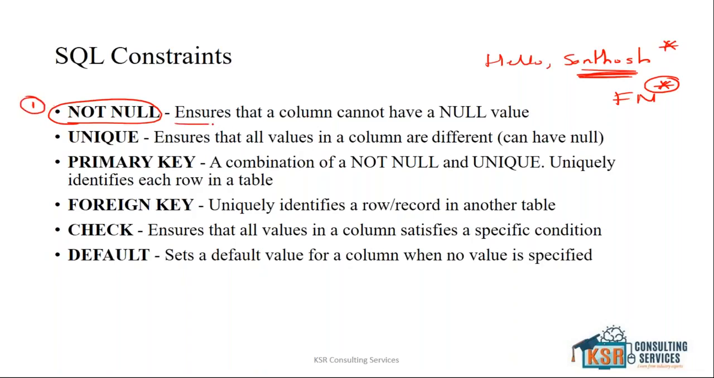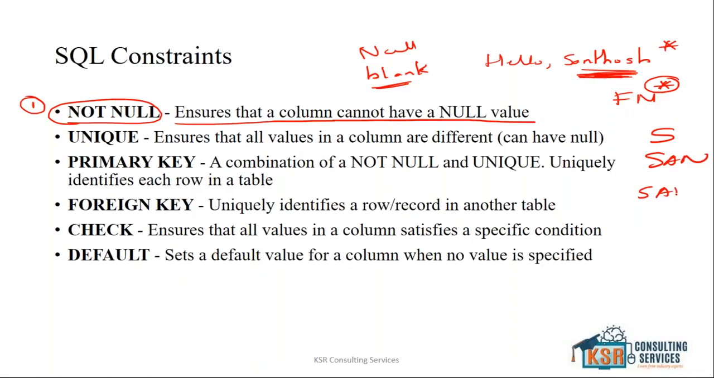It will ensure that the column cannot have a null value. You cannot insert a blank. You cannot insert a null at any point of time. Some name you have to give, either at least one single name or some surname or some pet name, something you have to give. That I'll give as not null. The moment I give not null, I will be ensuring that the column cannot have a null value. It will never accept a null value.